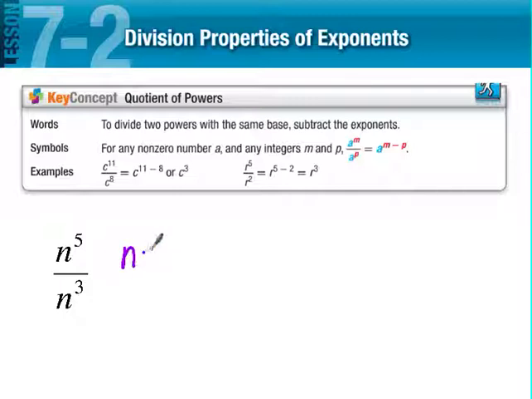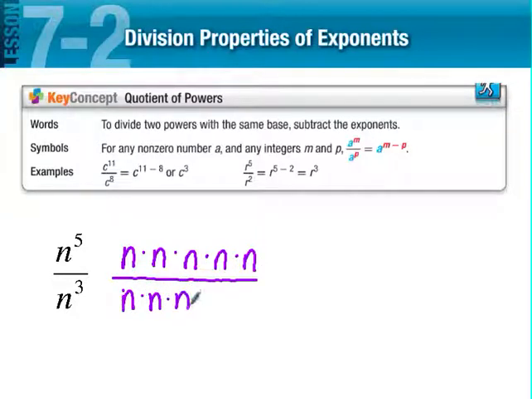N to the fifth means you have 5 n's, right? Isn't that what n to the fifth means? What does n cubed mean? N times n times n.